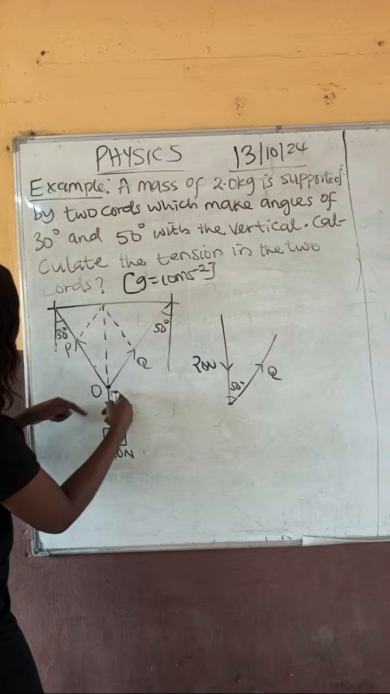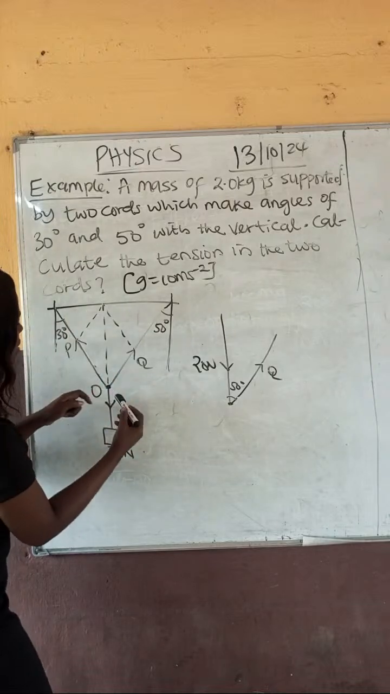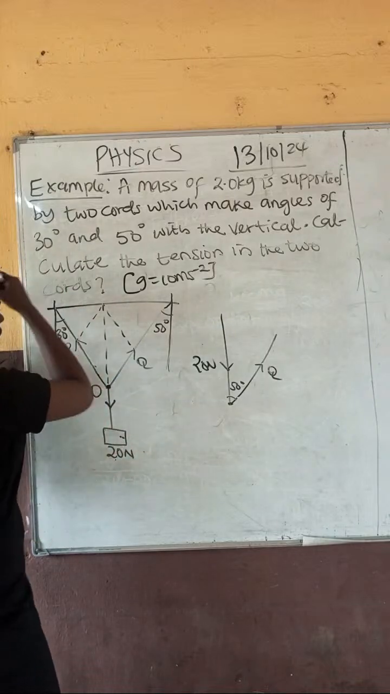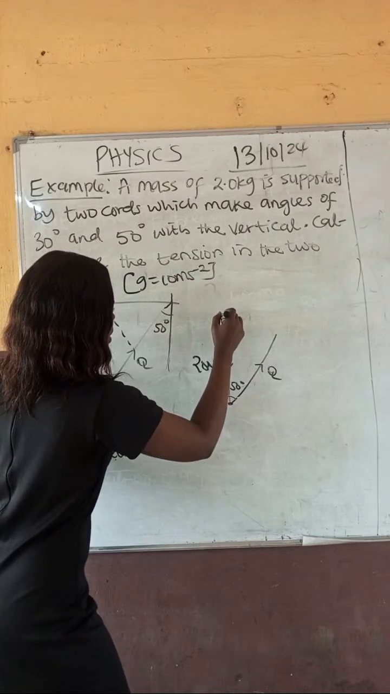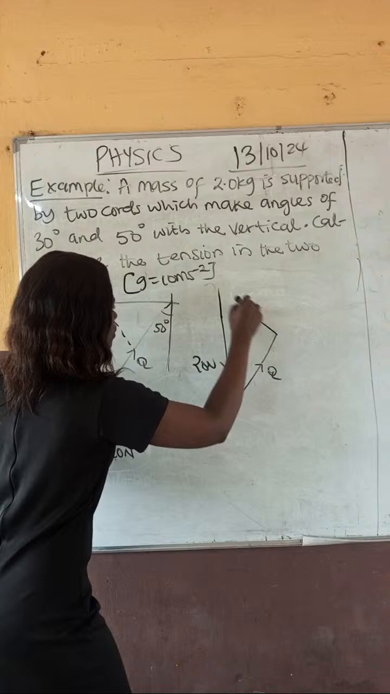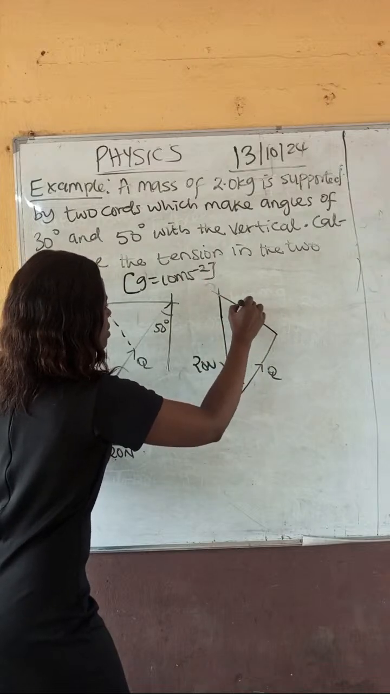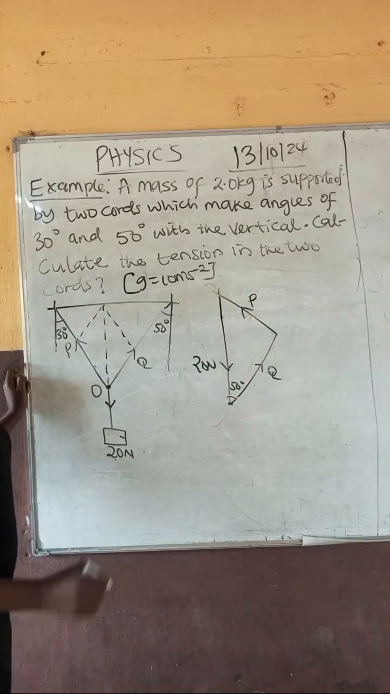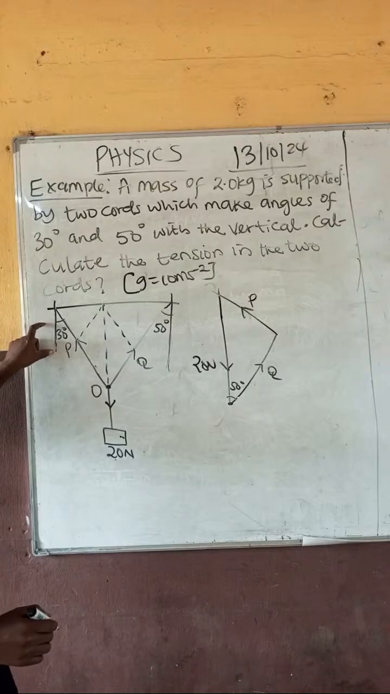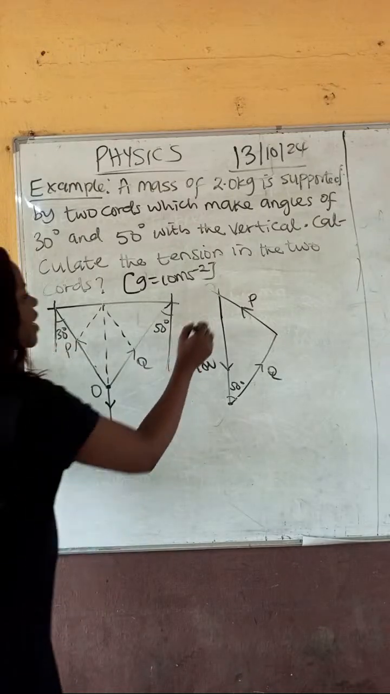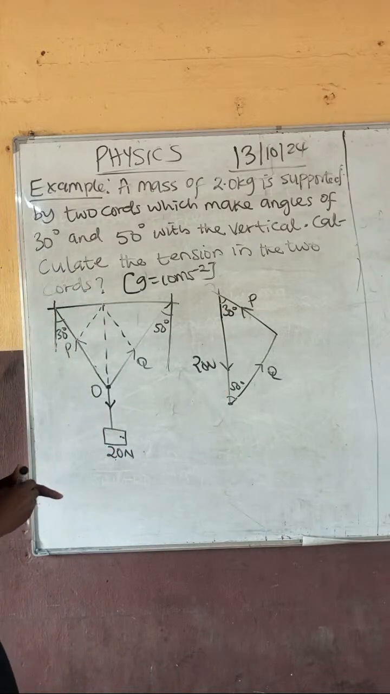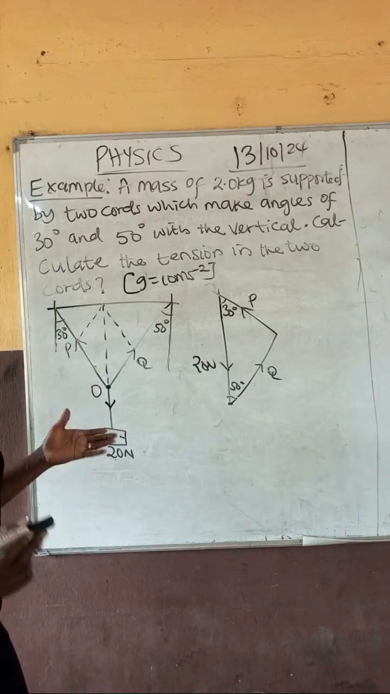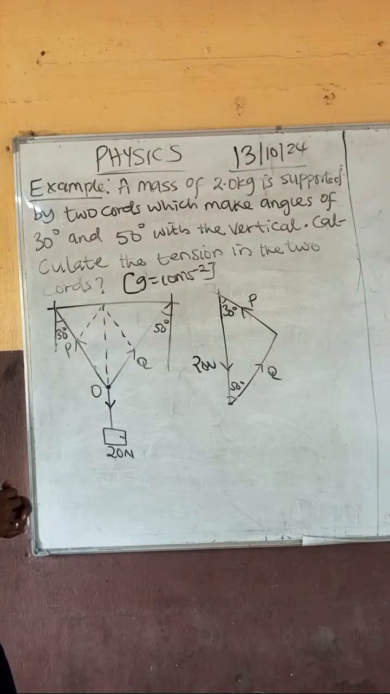Then the next one is the vector P. Vector P is acting in this direction. Look at it, see where it's going. So from the same point, I will go this way. I will call it P. And P is also acting at an angle of 30 degrees. Now here becomes 30 degrees. Beautiful. We have formed a triangle, and that is what they want us to calculate.